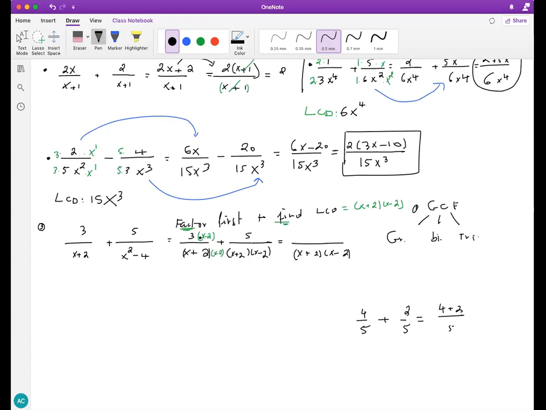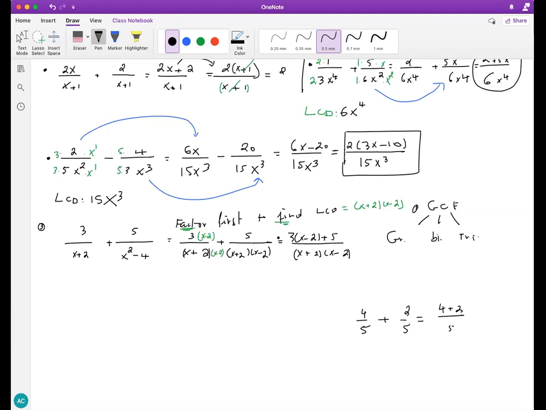Okay, so then you add the tops. So here we added the tops. Same thing here. So we're gonna take this top here, 3 times x minus 2, plus the other top, which is 5. That's almost the answer. But since we have some expressions here, polynomials, we need to simplify them a little bit.